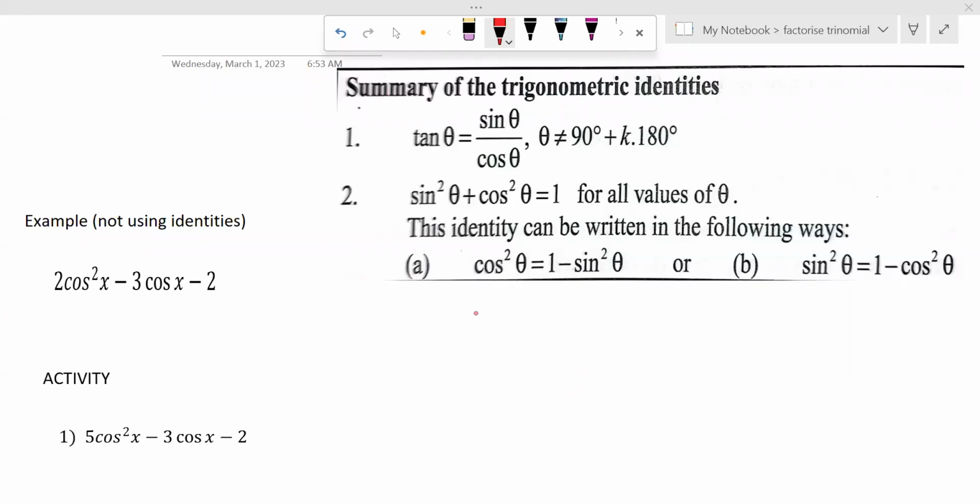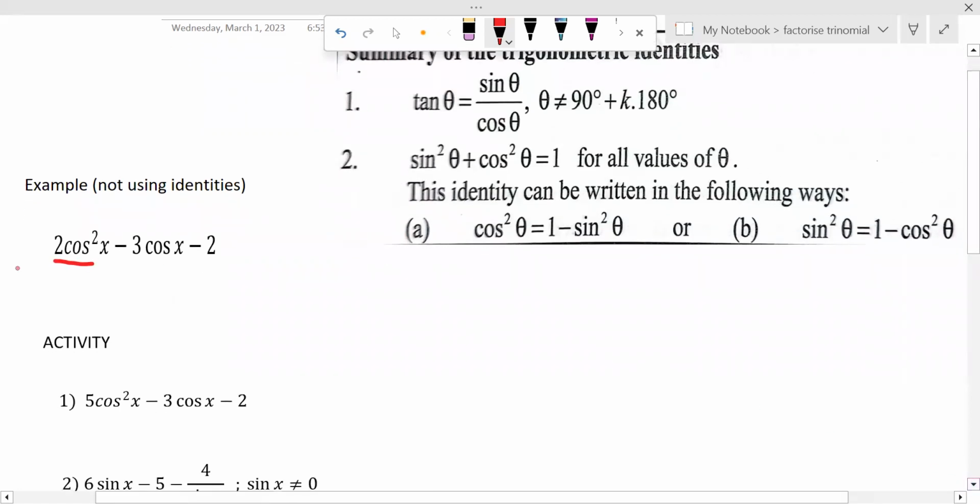Hi guys, in this video we're going to learn how to factorize what we call trinomials. Now, if you go to an overview of this video, we're going to do the following example. In this example, we don't need to use our identities.